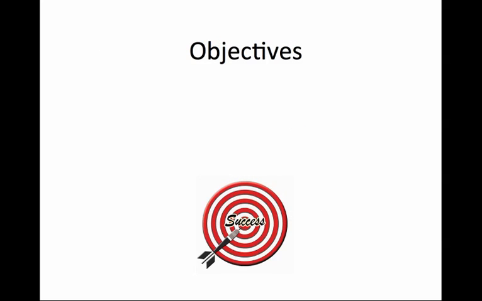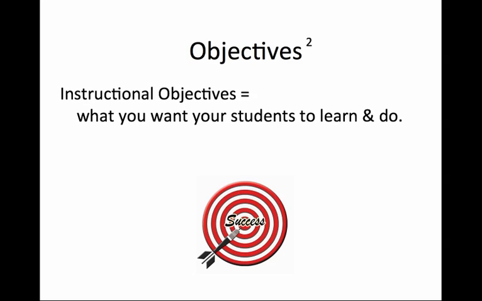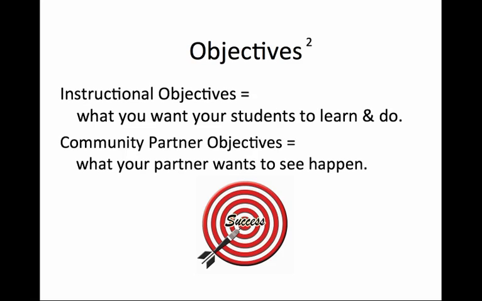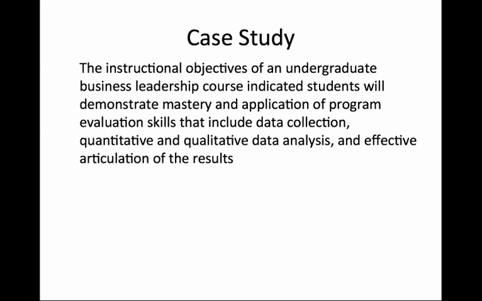When we talk about objectives, we're really talking about objectives squared because there's two parts to it. First, there's the instructional objectives of what you want your students to learn and do. And then there's the community partner objectives, what your partner wants to see happen. Let's look at a case study.